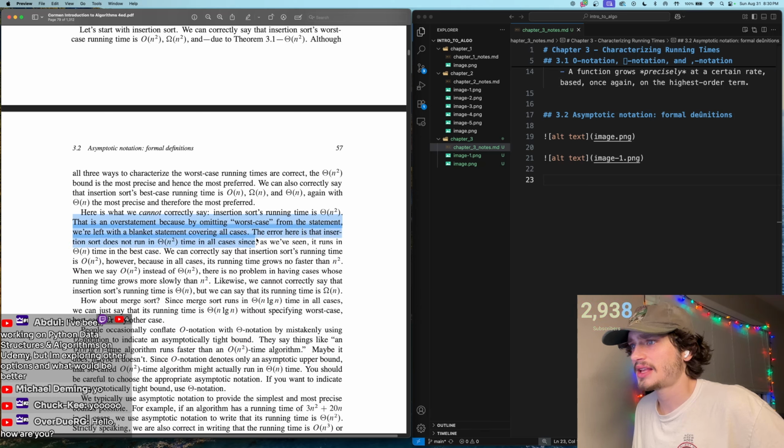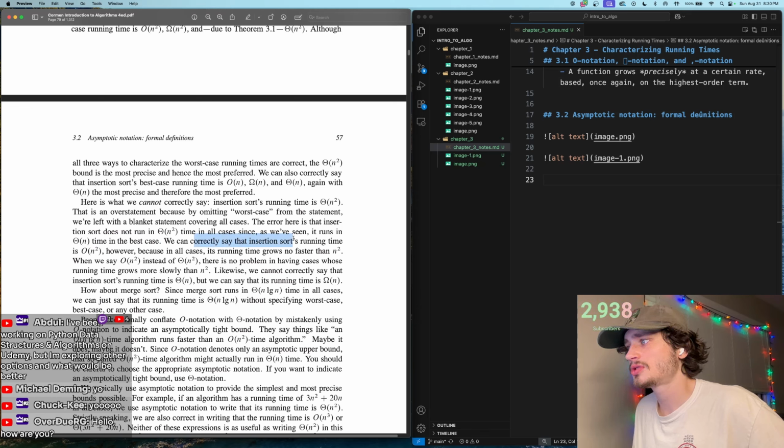The error here is that insertion sort does not run in theta n squared time in all cases, as we've seen. It runs in theta n time in the best case. We can correctly say that insertion sort's running time is O of n squared, however, because in all cases its running time grows no faster than n squared. When we say O of n squared instead of theta n squared, there is no problem in having a case in which the running time grows more slowly than n squared.